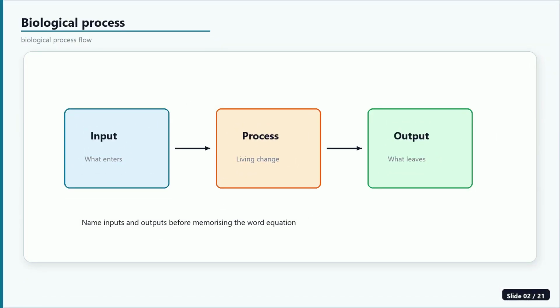Read left to right, inputs enter, the living process transforms them, outputs leave. Name what goes in and what comes out before memorizing the word equation.